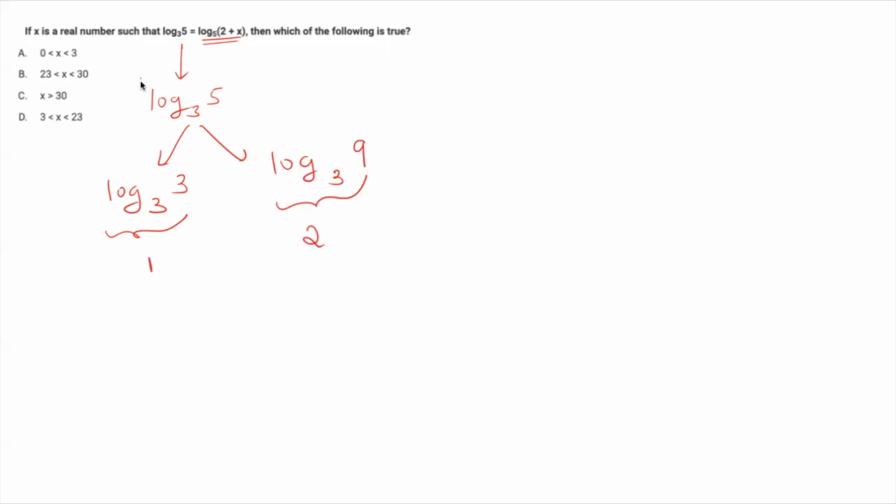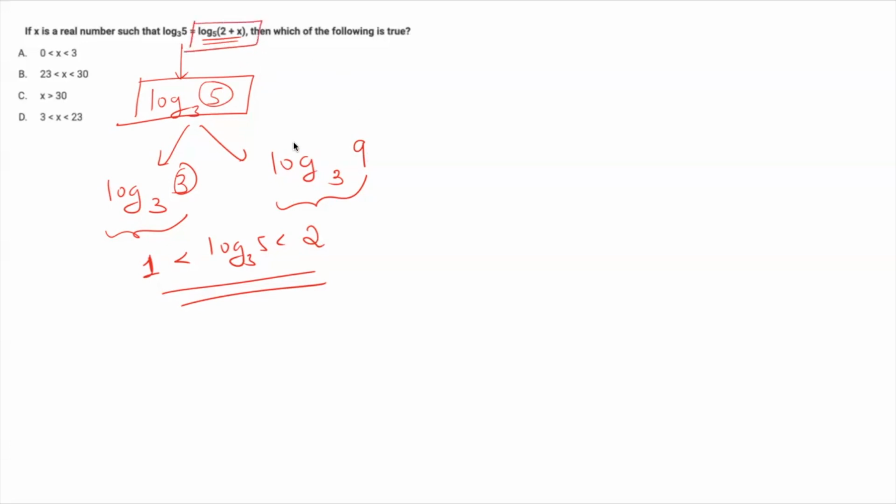This tells you that log of 5 to the base 3 will be greater than 1 and it will be less than 2, right? Because if you reduce 5 to 3, the value becomes 1, log of 3 to the base 3. And if you increase the value of 5 to 9, this value log of 9 to the base 3 becomes 2. So the left hand side clearly lies between 1 and 2. And that is why your right hand side also will lie between 1 and 2.